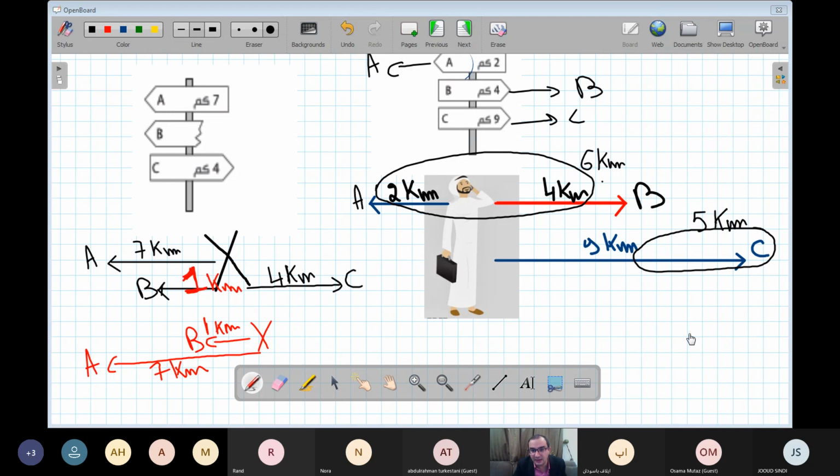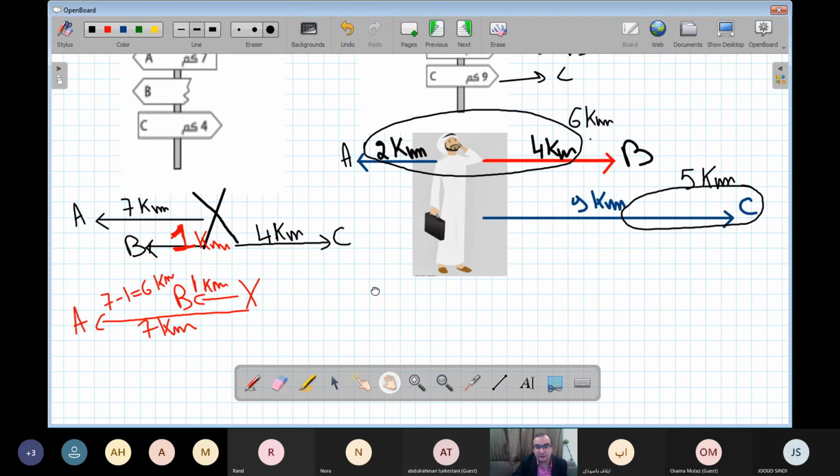The distance between A and B. Yalla, come on, guys. Abdurrahman? It's 8. No, no, because you must travel from B also. 6. Yes, exactly. It's going to be 7 minus 1. This part is 7 minus 1. It's going to be what? 6 kilometers.